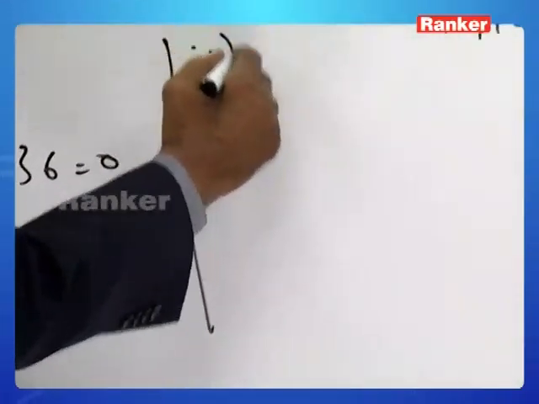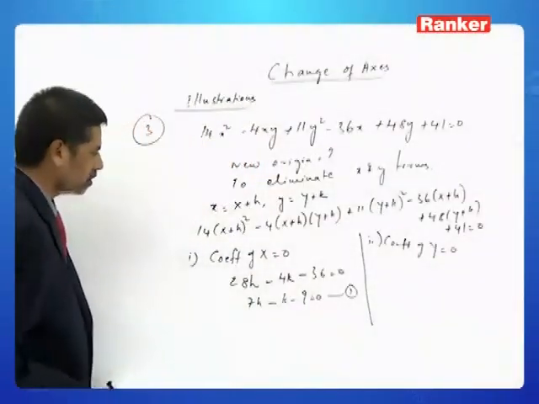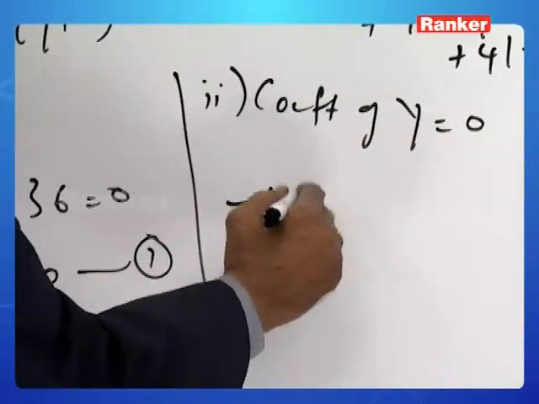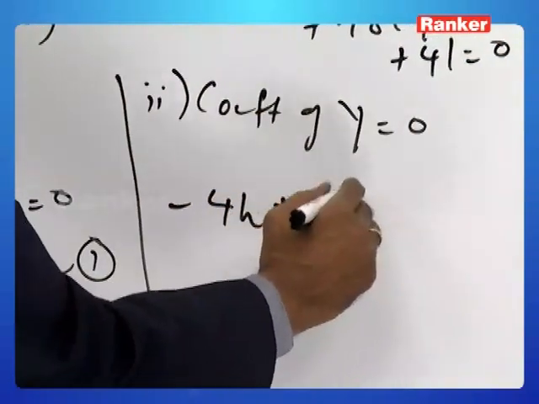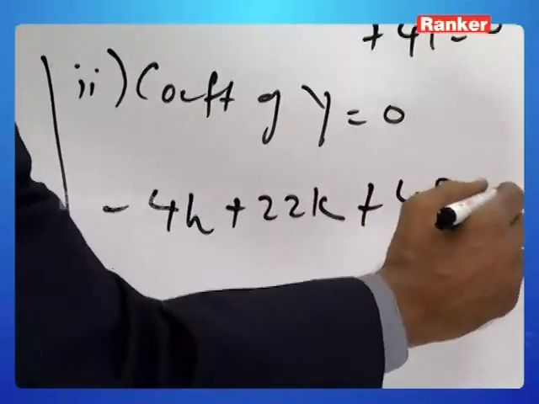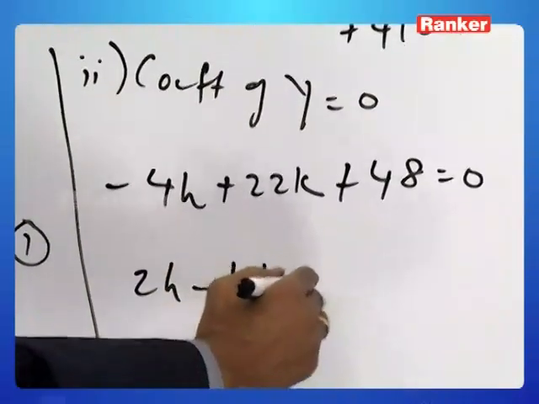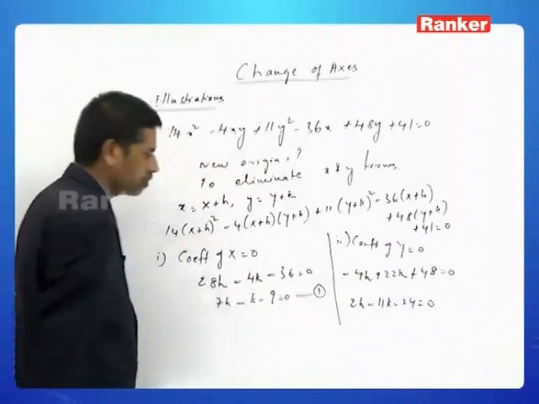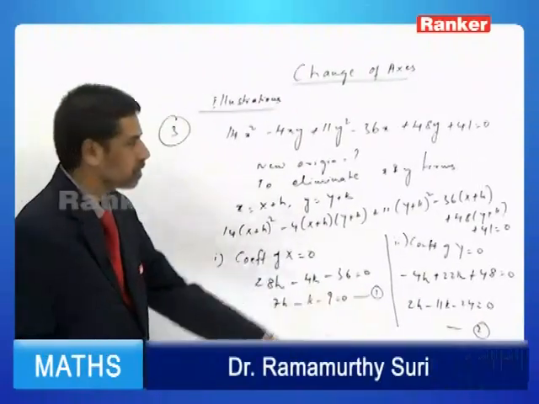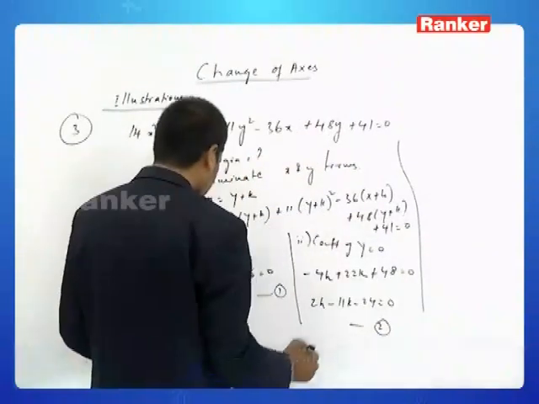Again, in the second case, coefficient of y equated to 0. Again, you will have three locations. No y term here, but from here you get minus 4h. From here you will get 22k, and from here you will get plus 48. So if you reduce it, you will get 2h minus 11k minus 24 is equal to 0. So if you want the new origin, you will have to just solve these two equations. You can use the method of cross multiplication or any other elimination process.